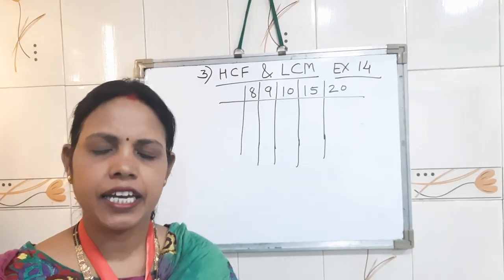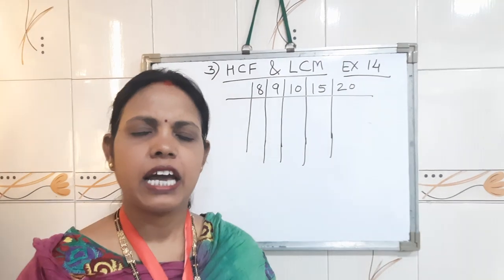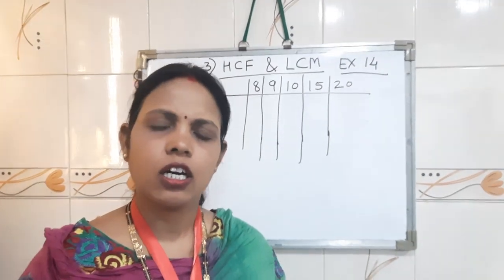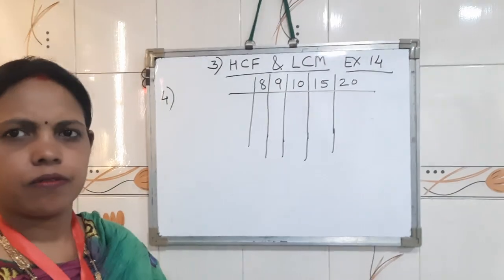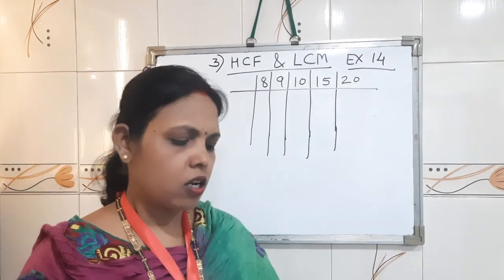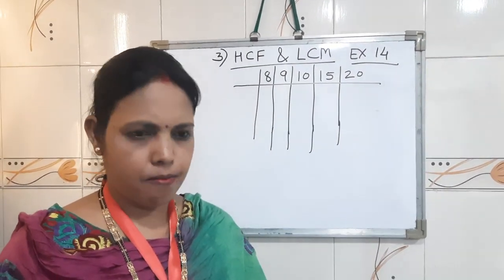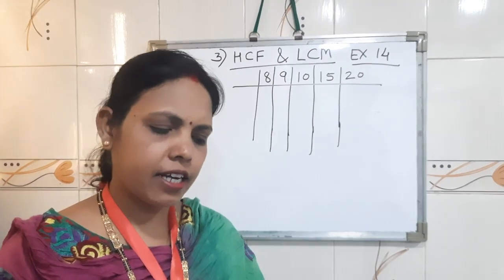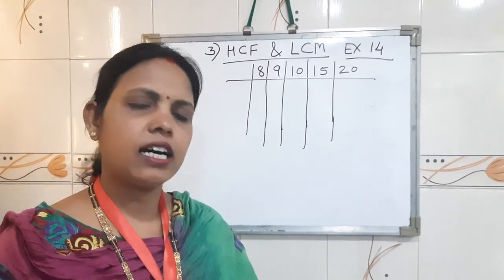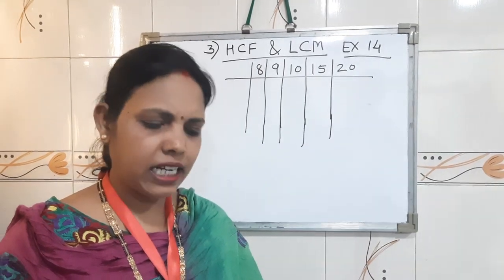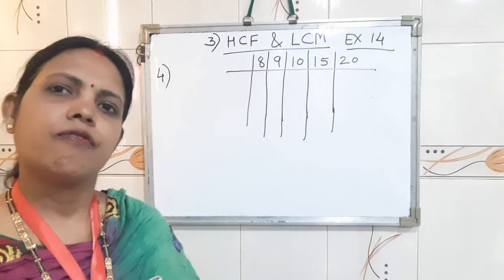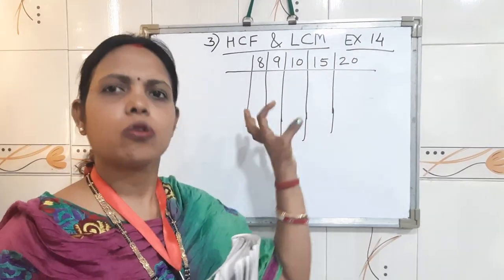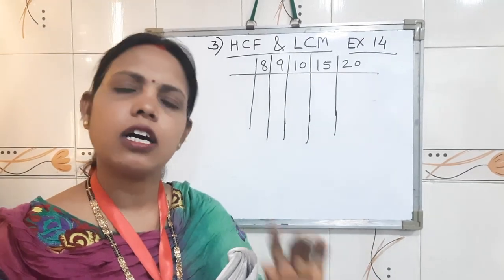Children, in third chapter, exercise 14, today we will complete the remaining sums. Today we are going to start the fourth question. Here the question asks: find the smallest number which when divided by 8, 9, 10, 15, 20 gives a remainder of 5 every time. So children, first for all these numbers together we can find out the LCM.